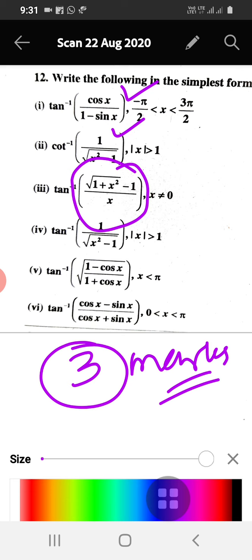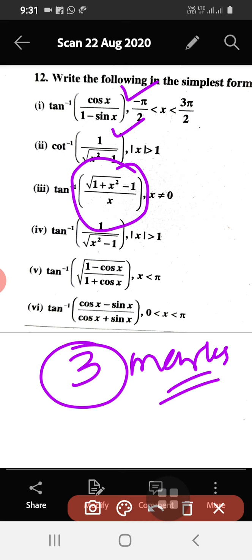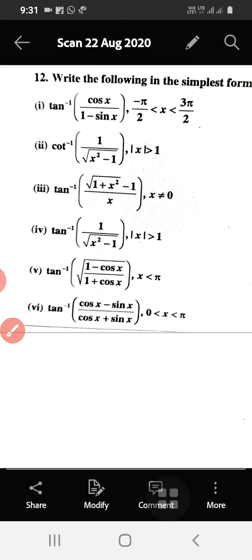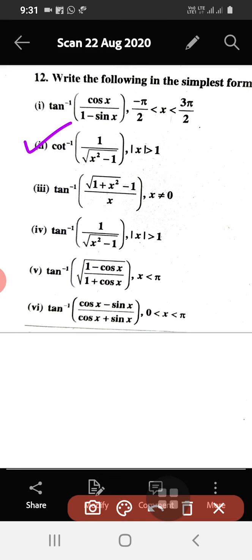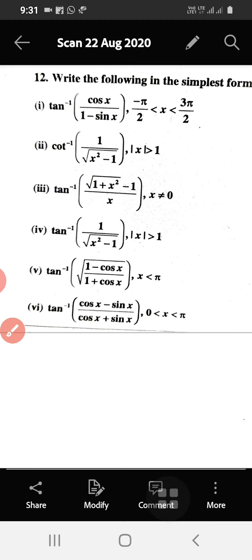Out of these 6 examples, I will solve 2 examples in this class. So concentrate on what I am saying and what I am writing on the screen. Write all the formulas which are needed separately and substitute wherever the necessity arises. Out of these 6 problems, I will solve the second one, cot inverse of 1 by square root of x square minus 1.